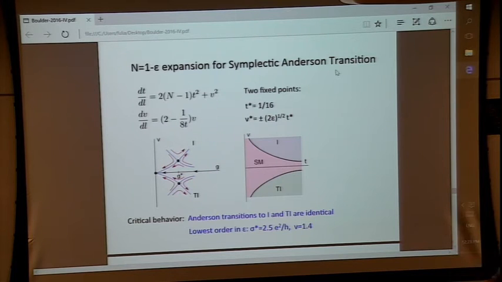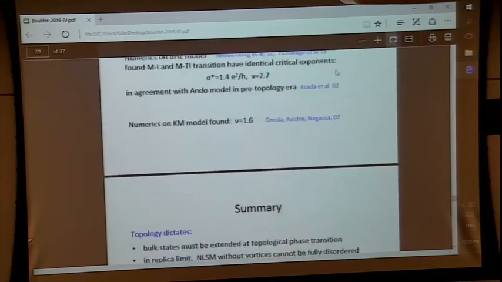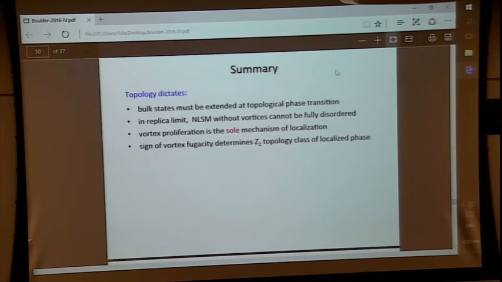This is maybe a too strong statement, but based on this physical argument, once the system becomes insulating, it's either a topological insulator or a trivial insulator. So there has to be a way of keeping track of them, and it's the sign of vortices that keeps track of them. So that's basically it. Let me summarize.